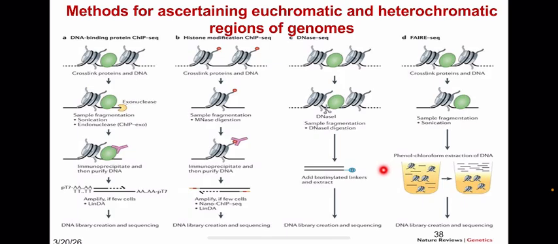So in this video, we are going to look at different methods for ascertaining whether a particular region of a genome is achromatic or heterochromatic. We are actually going to base it on these 4 techniques here. So let's just look at an overview before I take them one by one.